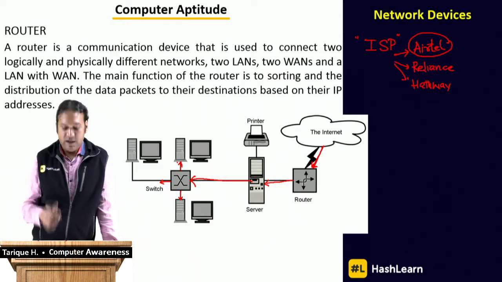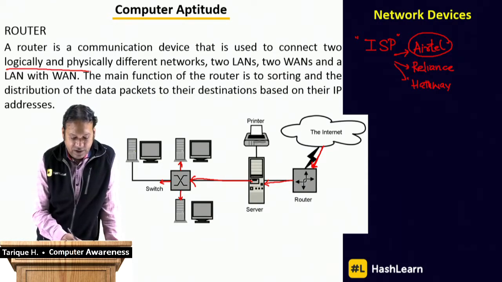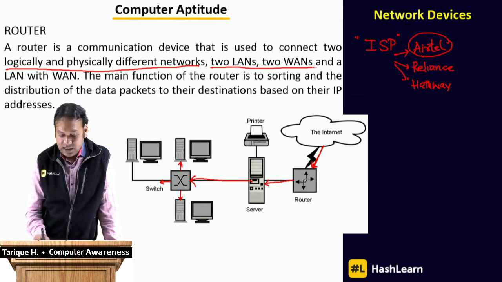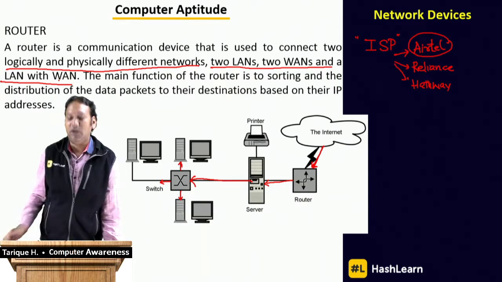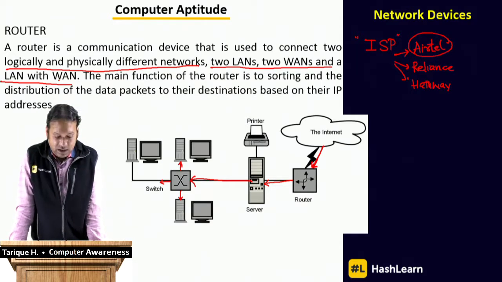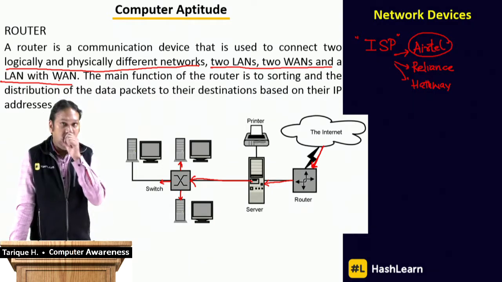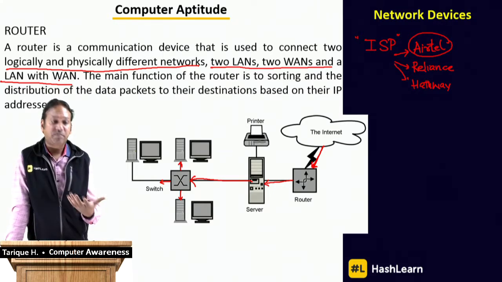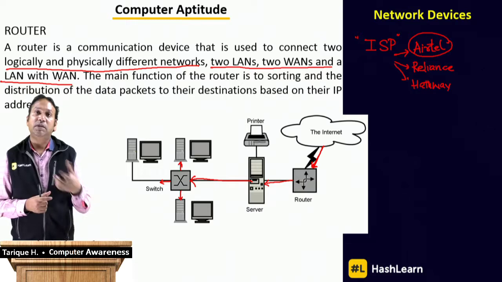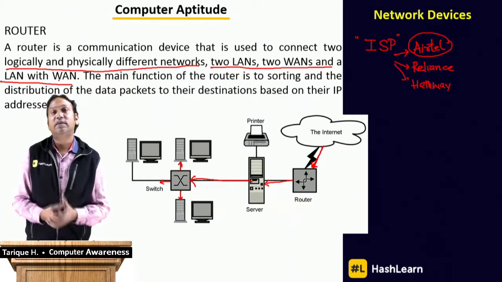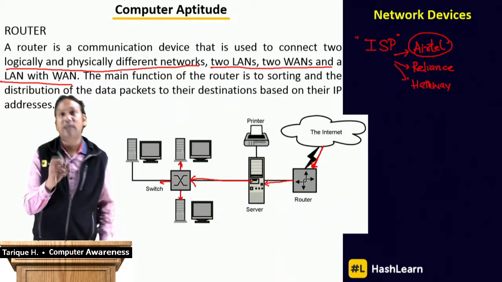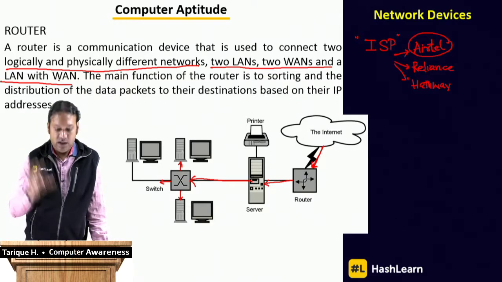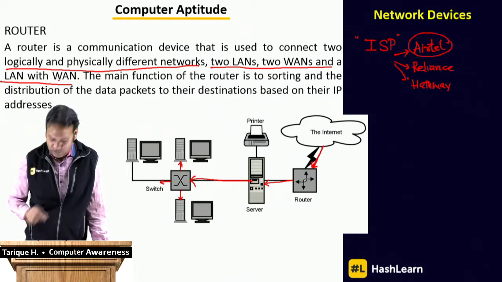The router is a communication device that is used to connect two logically and physically different networks. Two logically and physically different networks, two LANs, two WANs, and a LAN with a WAN. The main function of the router is sorting and the distribution of data packets to the destination based on their IP address. So router can read the IP address of the source as well as destination. In every IP, what is called an IP frame, there's a 16-bit source address and 16-bit destination address. So the router has the capability of reading and understanding the source address and the destination address of each of these packets, and then sends it accordingly to that particular destination. That's what a router will do.